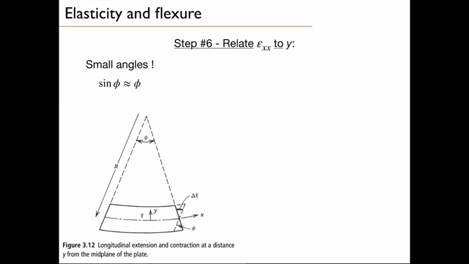Now, step 6. We want to relate the horizontal strain epsilon xx to the coordinate y. For this, we will use small angles. So basically, we will assume that angles are small. So if phi is a small angle, phi is approximately equal to sine phi.